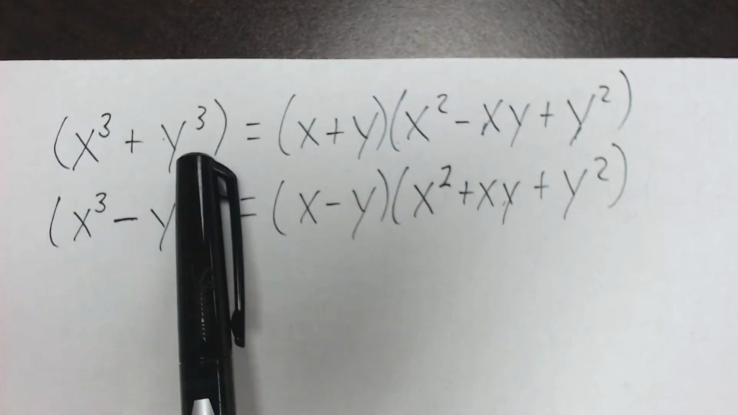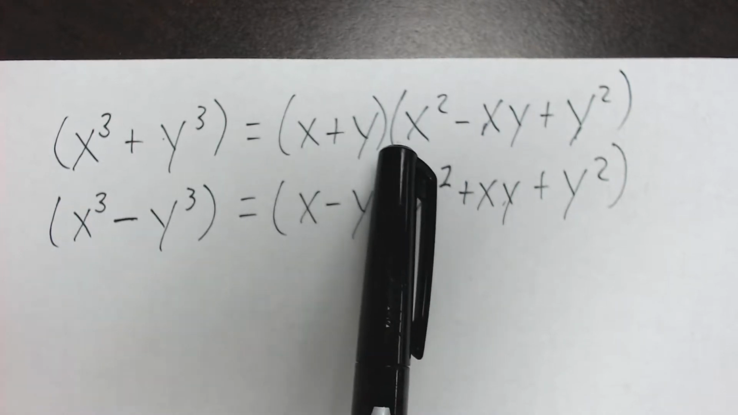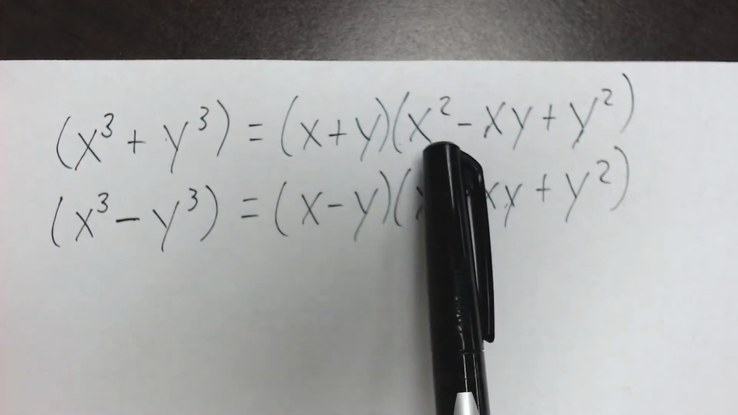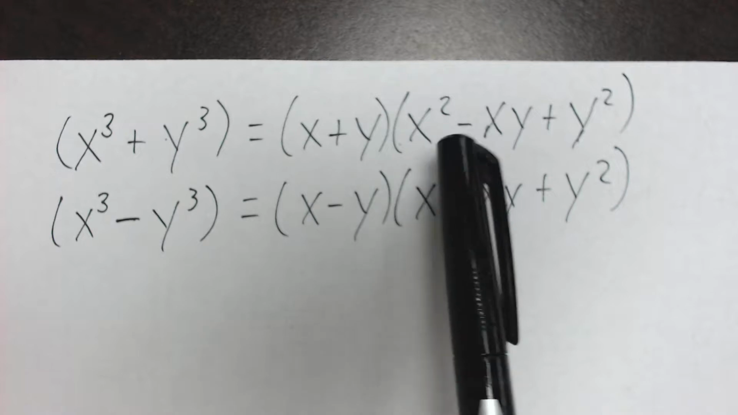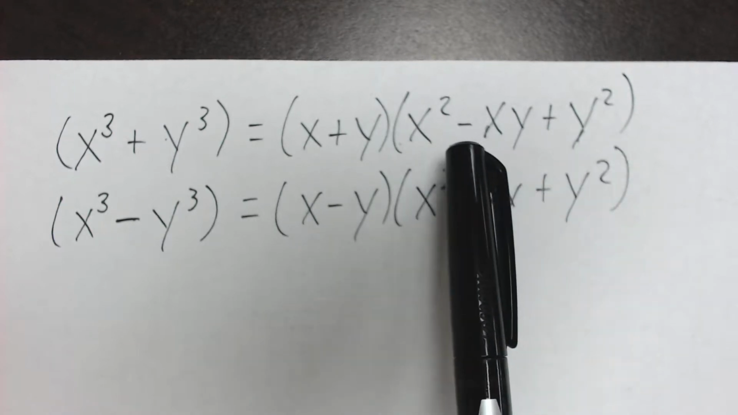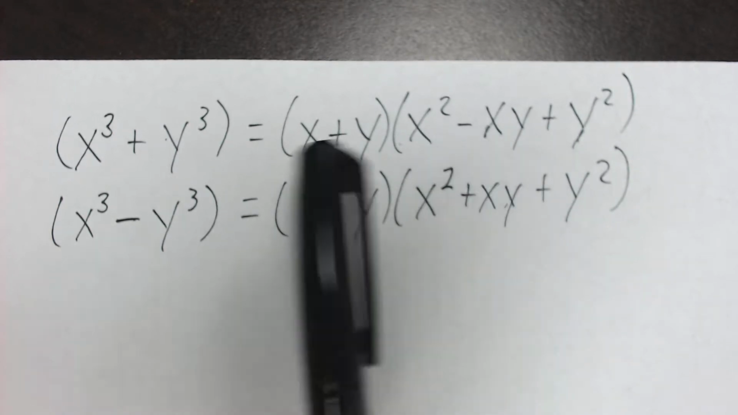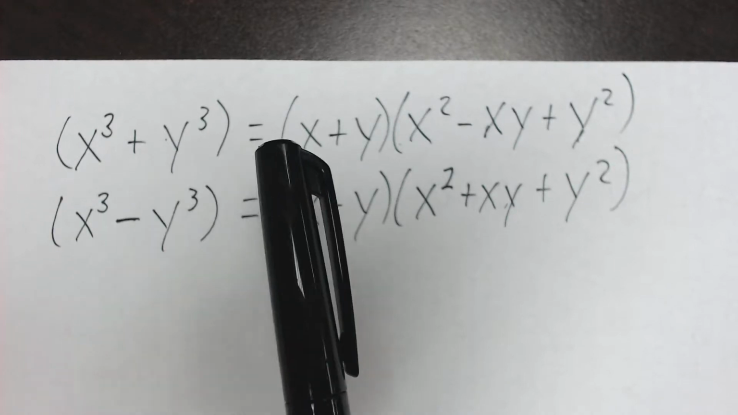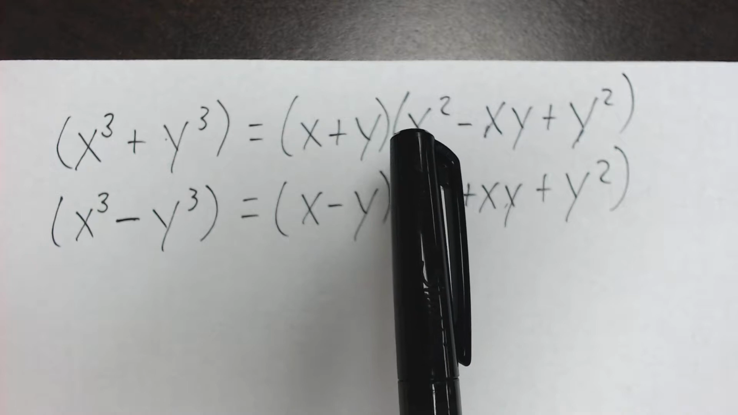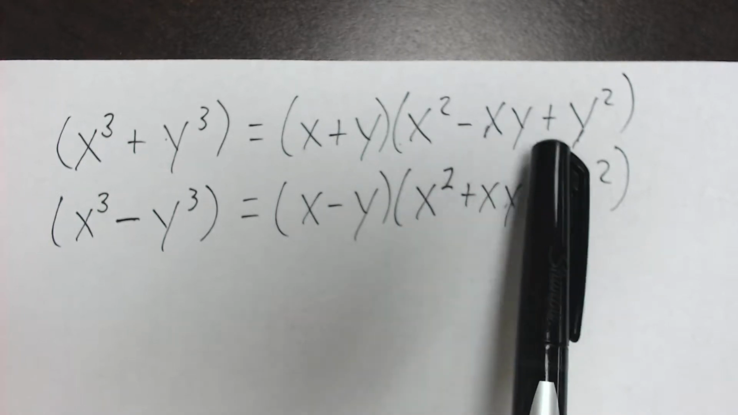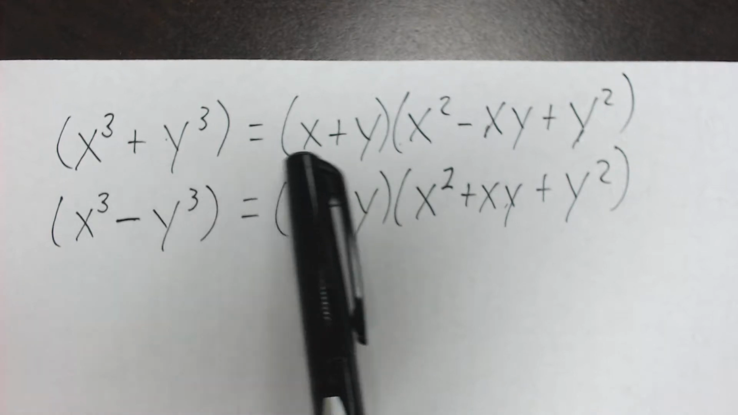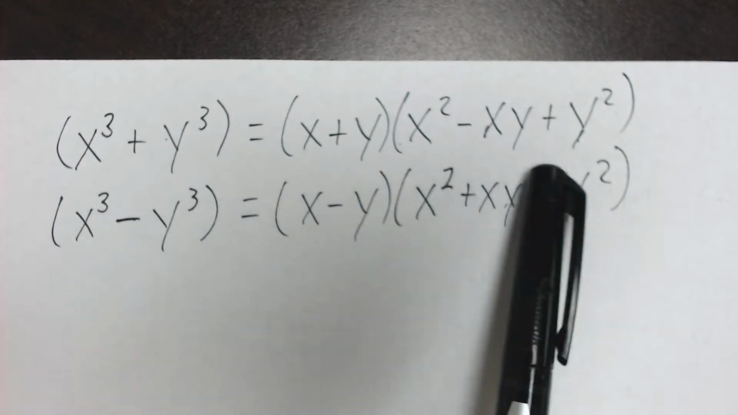X cubed plus y cubed is going to equal x plus y times the FOILed version of this. So it'll be x squared on the first, y squared on the last. The middle term is going to be a subtraction of minus xy. So the sum of two cubes becomes x plus y times x squared minus xy plus y squared. So the only subtraction is the middle term in a sum of cubes, right? So this is the first equation.